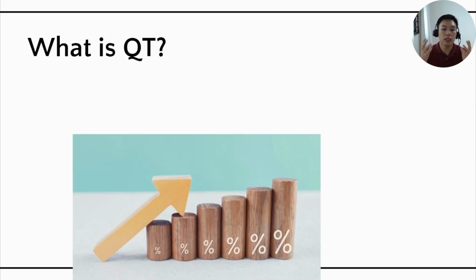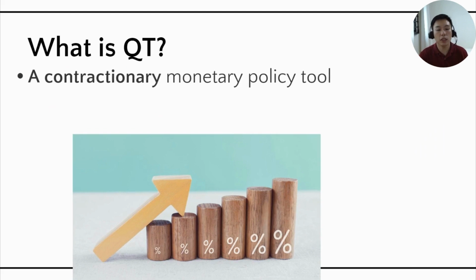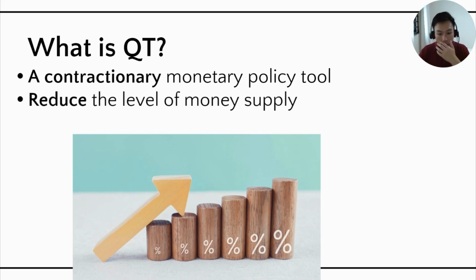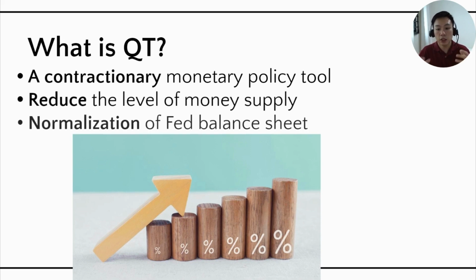So let's talk about what QT is. Okay, so in technical terms, QT is a contractionary monetary policy tool. Okay, it is used by central banks to reduce the level of money supply, the liquidity, and the general level of economic activity. This process is also known as balance sheet normalization. However, in layman's terms, QT is a measure of sucking out this liquidity from the economy.